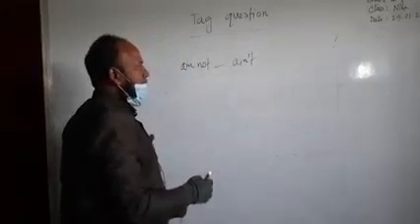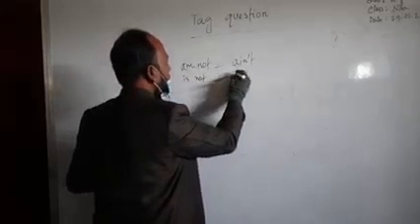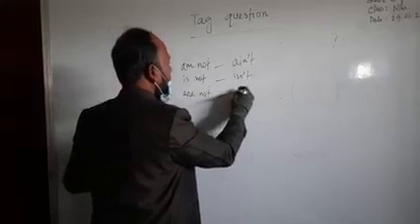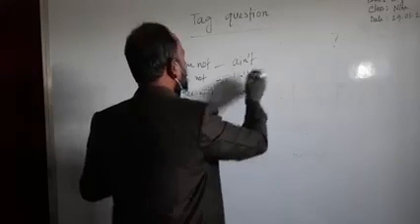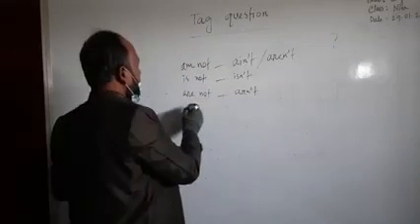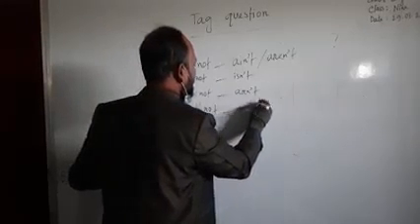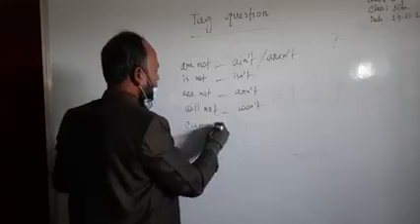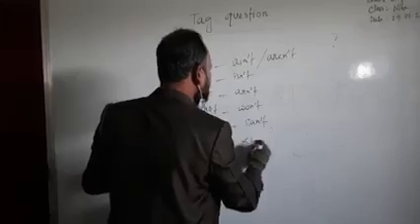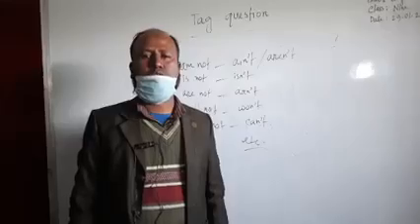Am not becomes ain't. Is not, isn't. Are not, aren't. Dear student, am not may be aren't. Will not, won't. Cannot, can't. Dear student, in this way, you can learn the contracted negative forms of the auxiliary verbs.